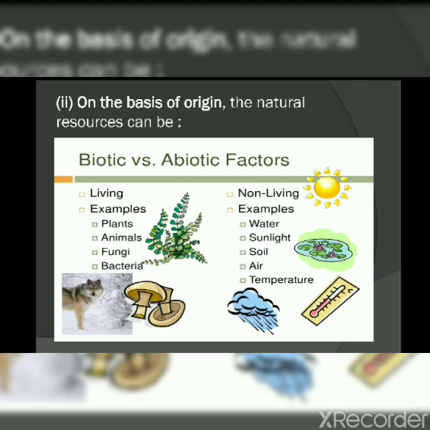Now natural resources can be divided on the basis of origin, and on the basis of origin we divide them into two parts, that is biotic and abiotic. Biotic resources are those resources which are living. That means all the living beings come under the category of biotic resources, whereas all the non-living things come under the category of abiotic resources. Examples of biotic resources are plants, animals, fungi, bacteria, etc. Whereas abiotic resources are water, sunlight, soil, air and temperature.